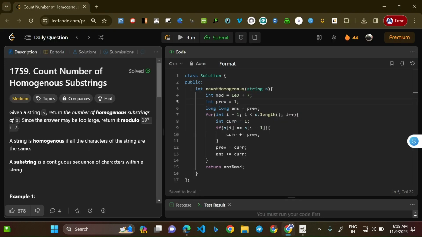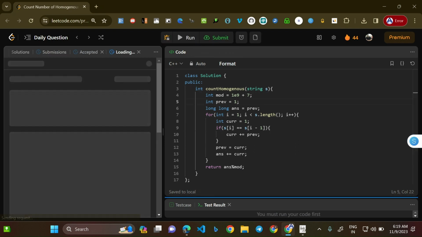Okay, so let us even submit the code for your reference, and it will definitely work because I checked already.